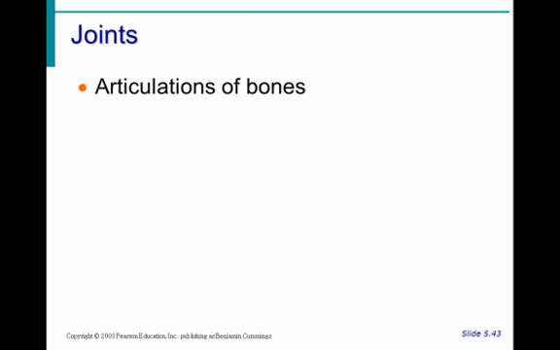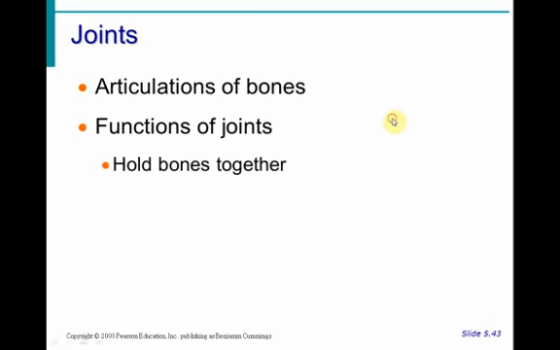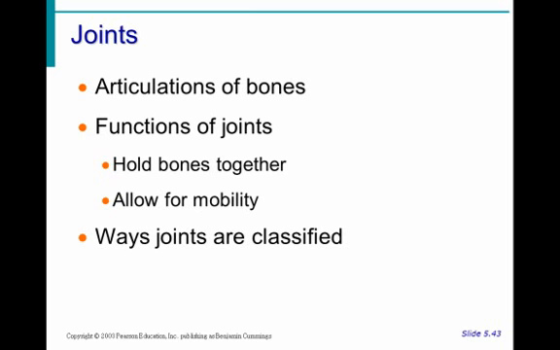A joint is the articulation of where two bones meet. There are several different types of joints that we'll talk about in a little while, but first of all, joints generally serve two functions. Number one, to hold the bones together, obviously, and number two, to allow for mobility or flexibility. Some joints don't really move a whole lot, like the joints between the bones in the skull, but they still allow for some sort of flexibility and cushioning.